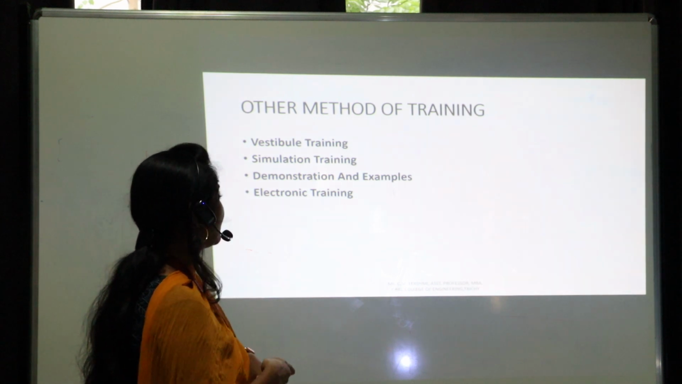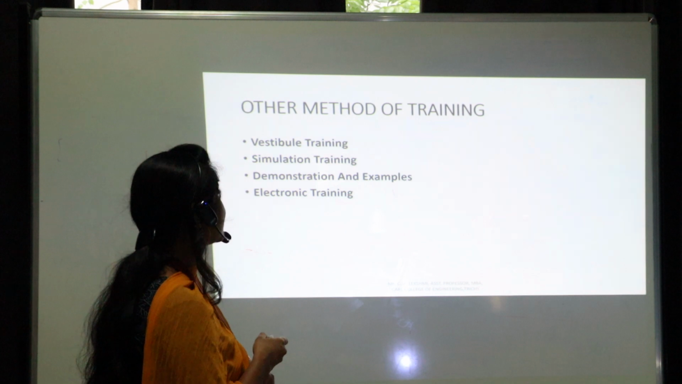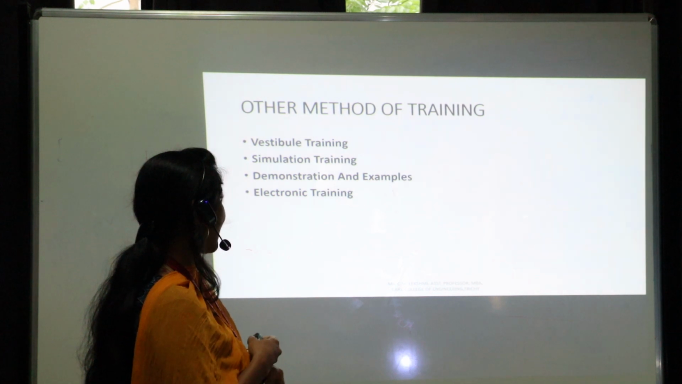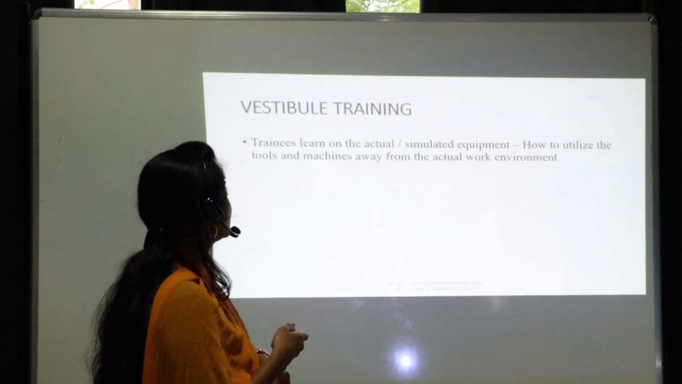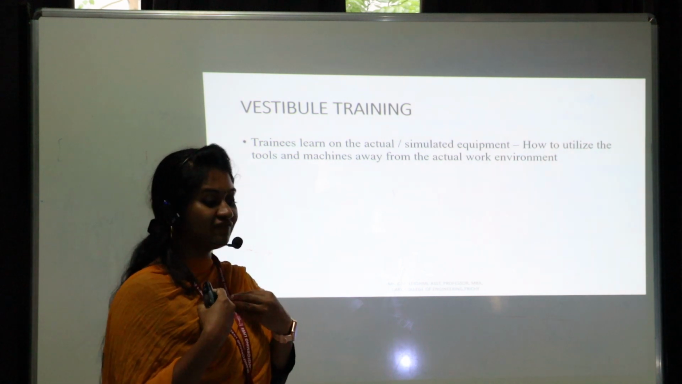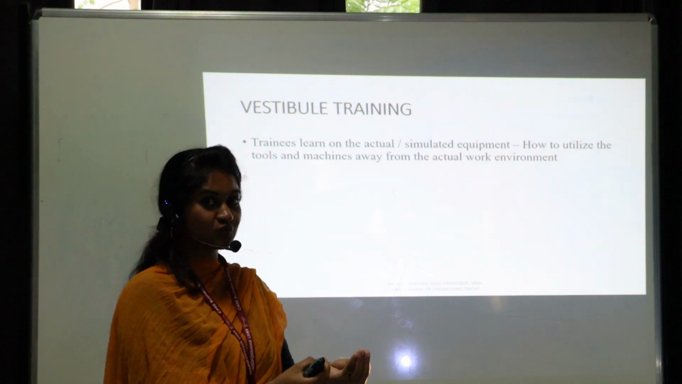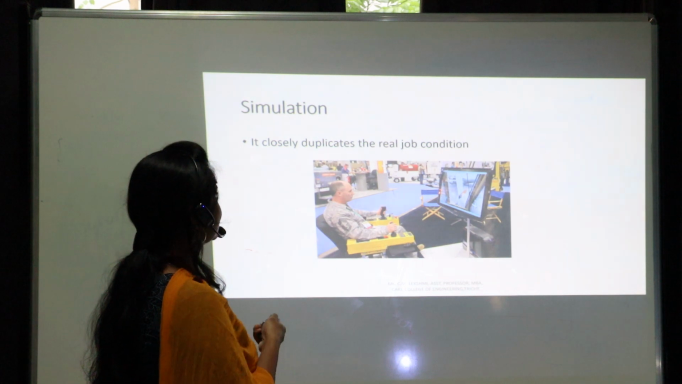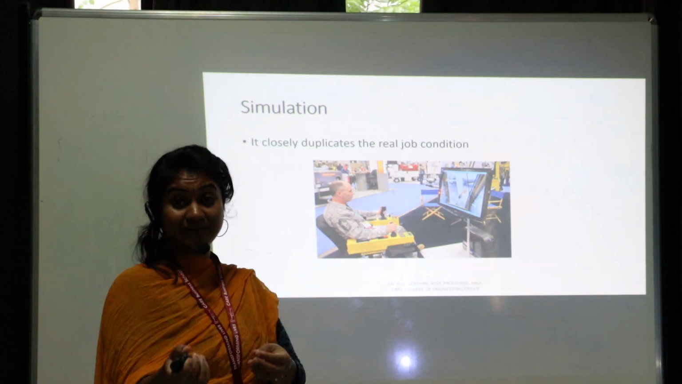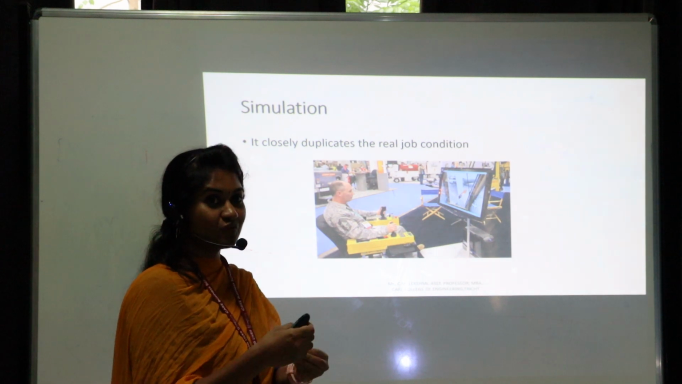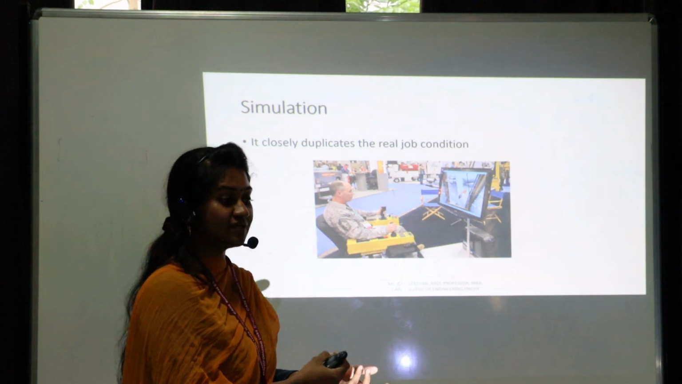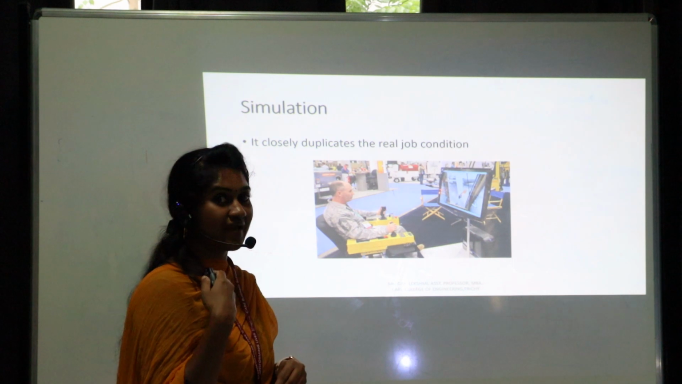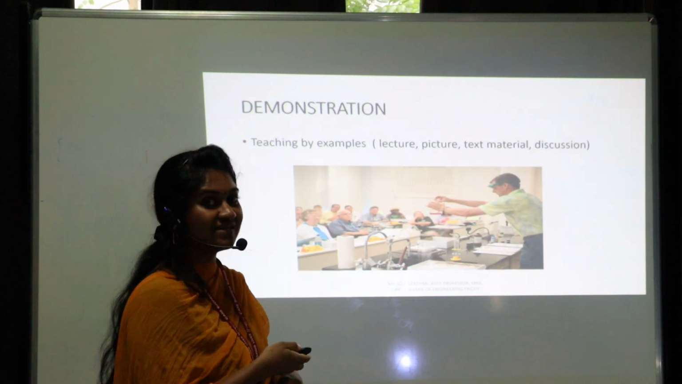And the last one is other methods of training. Here we have four segments: vestibule training, simulation training, demonstrations and examples, and finally electronic training. Vestibule training is all about giving training to my employees using actual equipment but away from their working environment. That is called vestibule training. Simulation is all about duplicating the real job conditions. The best example is pilots. They won't suddenly ask a person to go and do a piloting job. Definitely they will be given simulation training before they get into the job. It is a kind of real-time experiment.